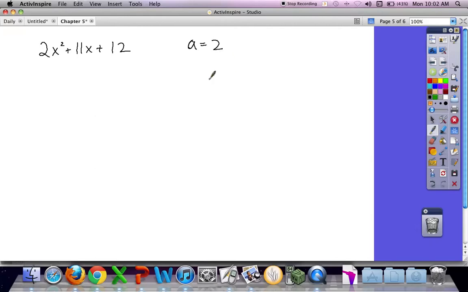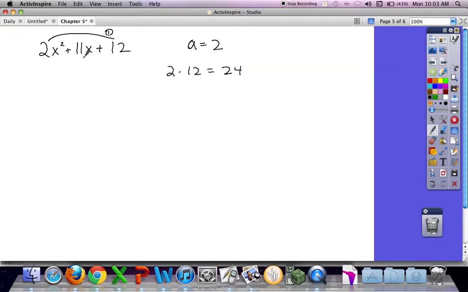So try to follow along here. There's several steps that we need to follow to make this work. Okay, first step, we are going to multiply 2 times 12. 2 times 12 is 24. Okay, now think of the factors of 24 that add up to 11.